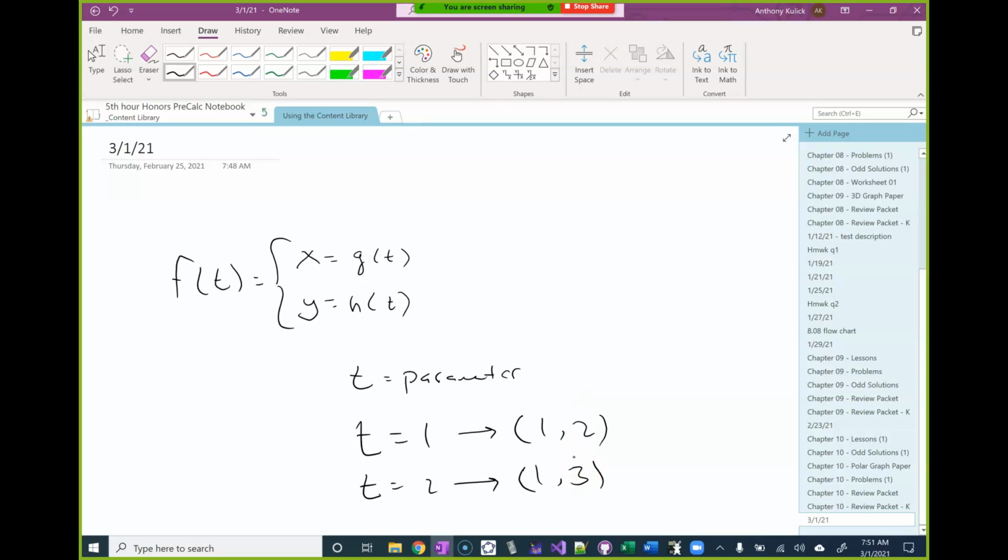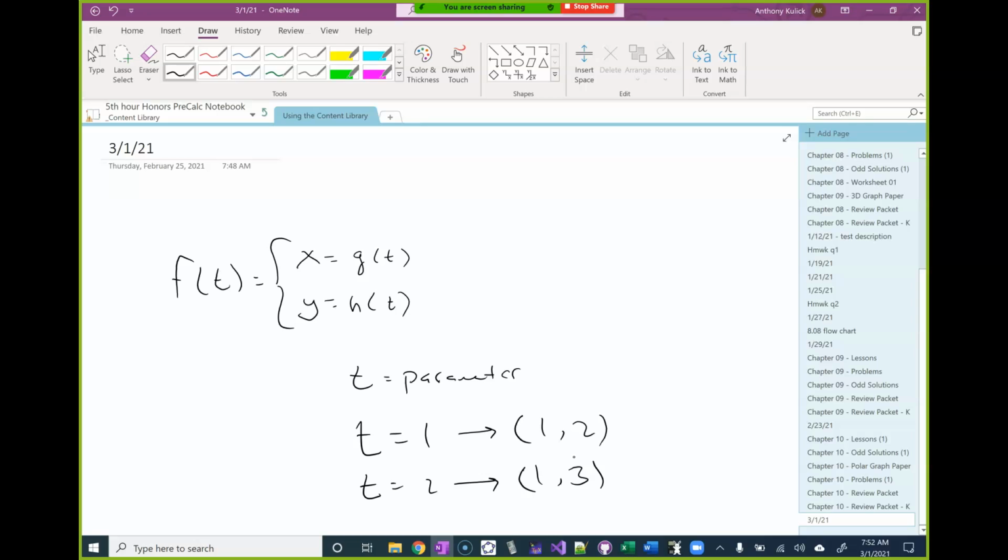This would be something that would fail a vertical line test, right, if you had the points (1, 2) and (1, 3). But because we've defined our function not in terms of x's, but in terms of this parameter t, t is our input. 1 and 2 are different inputs giving us the same output, which is an xy coordinate. So this still meets the definition of a function, even though it'll fail a vertical line test when we look at the graph of it.